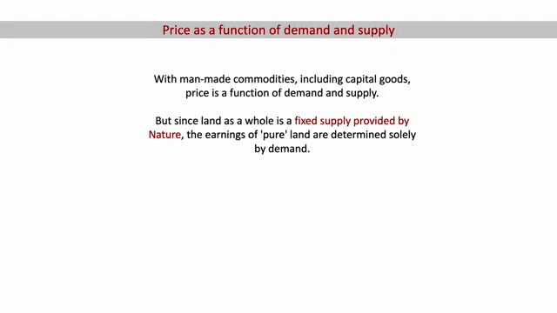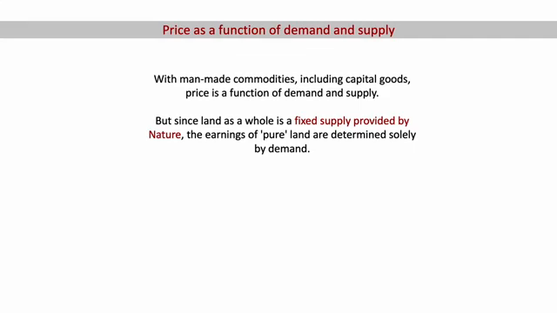In general, man-made commodities are commodities which are not natural but are produced with the intention of being supplied in the market. These include capital goods and any other good for consumption, food, products, and any product you name in the market that is available on the shelf in any store is a man-made product. So with man-made commodities, price is usually a function of demand and supply.